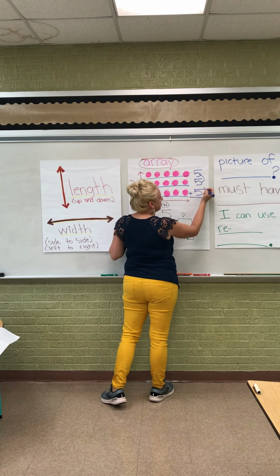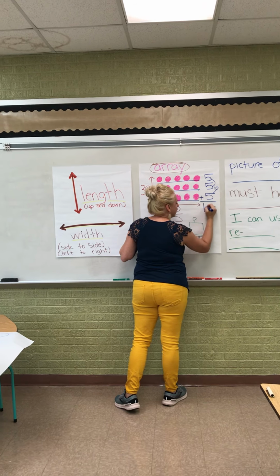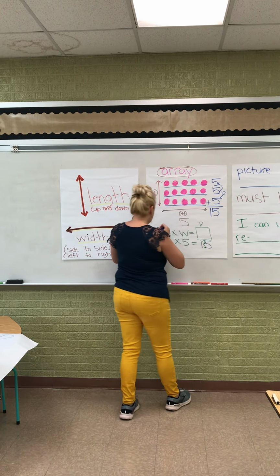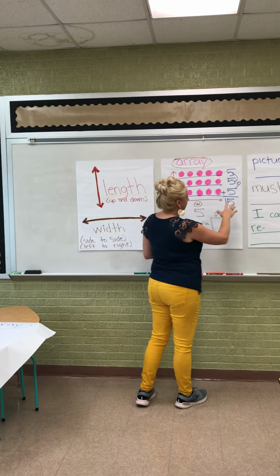Okay, what is 5 plus 5? 5 plus 5 is 10. 10 plus 5 is 15. 10, 11, 12, 13, 14, 15. That is 15.